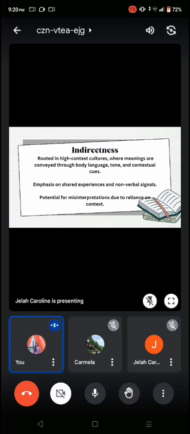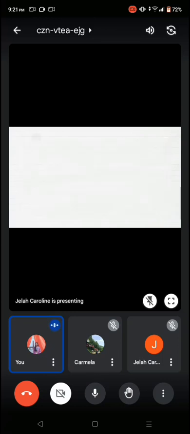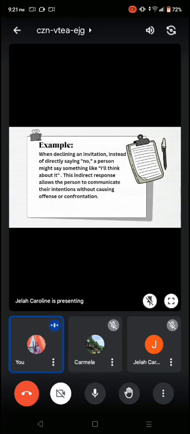This emphasis on context can sometimes lead to misinterpretation or misunderstanding, as the meaning behind the words may not be immediately clear. For instance, when declining an invitation, instead of directly saying no, a person might say something like, "I'll think about it." This indirect response allows the person to communicate their intentions without causing offense or confrontation.